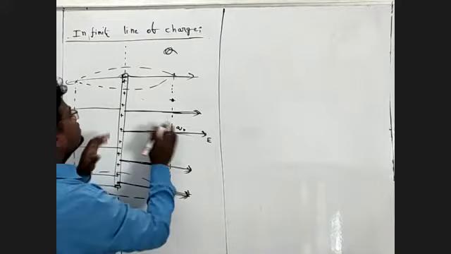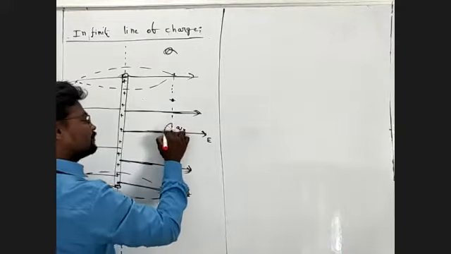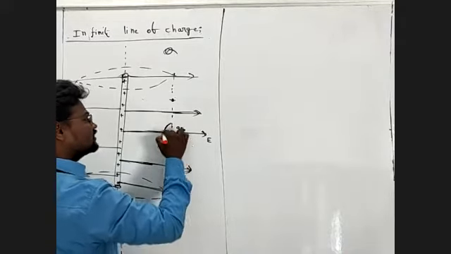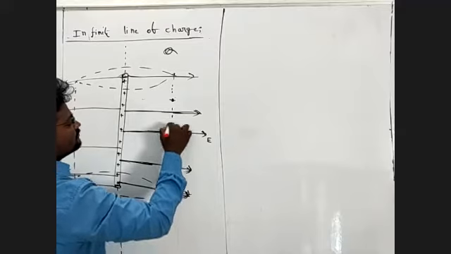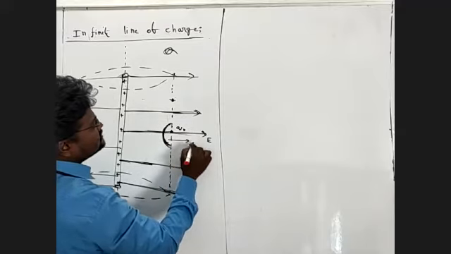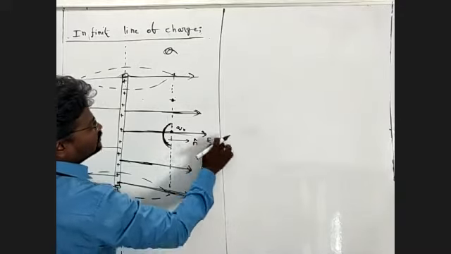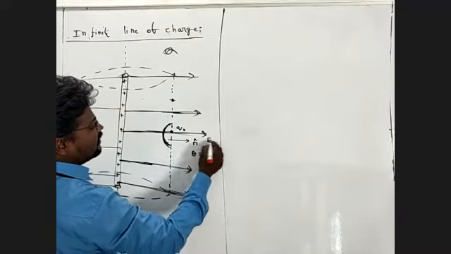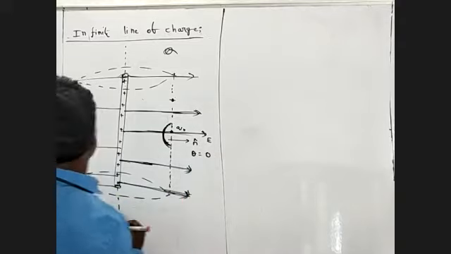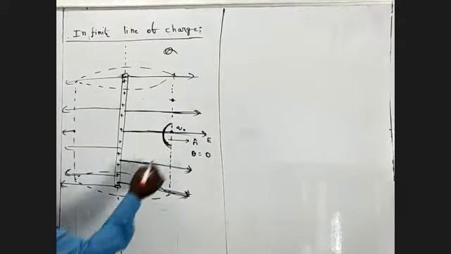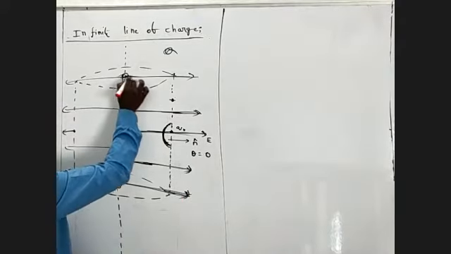Now we'll see. I'm taking this cylindrical surface. This is a small area, because this is a curved surface. What is the area vector? N cap is along E bar, both in the same direction. The angle between N cap and E bar is theta equal to 0 degrees. This is a curved surface.